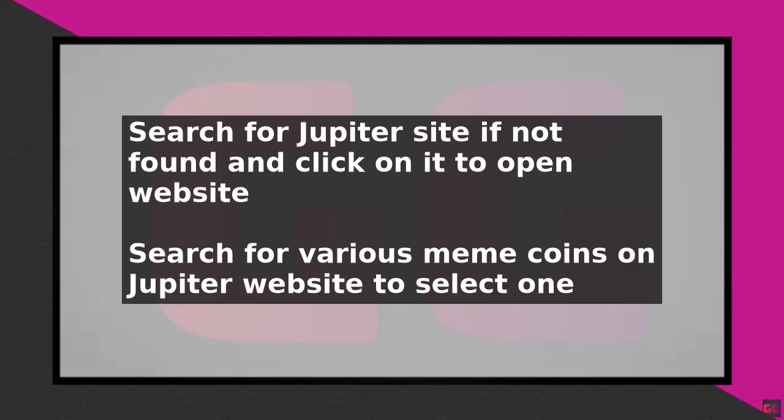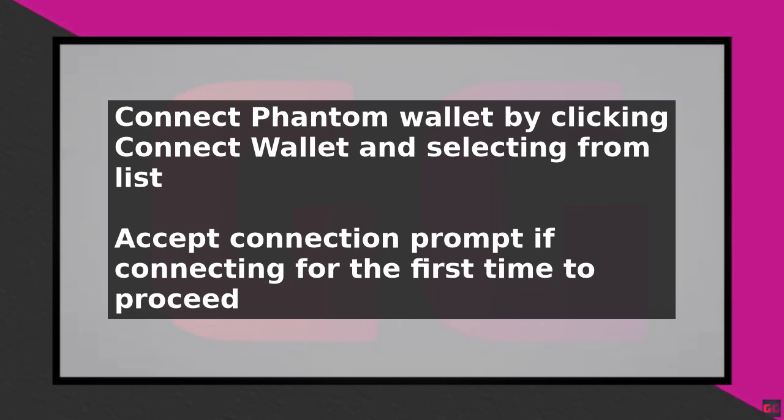If you can't find it, simply search for Jupiter and look for the site, not the token, and click on it. This will open the Jupiter website, where you can search for various meme coins. For example, if you want to sell a specific coin, click on it.